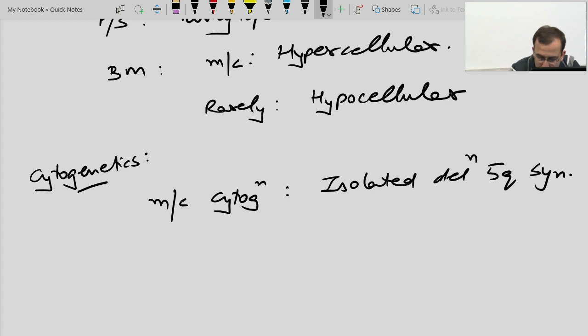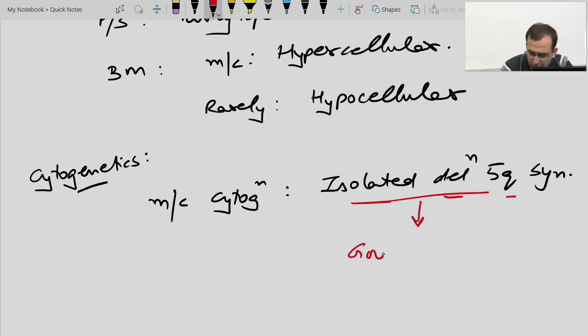What do we mean by this? Each word is important. Isolated means this is the only abnormality. What? Deletion of long arm of chromosome 5. You very well know P for petite. Petite is the short arm, Q is the long arm. This is the most common cytogenetic abnormality. Next point, if it is the most common, is it good prognosis or poor prognosis? It is good prognosis.